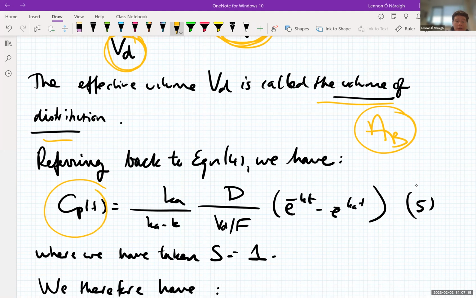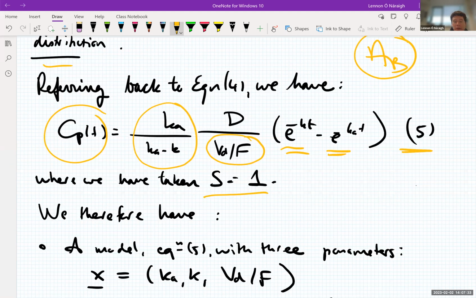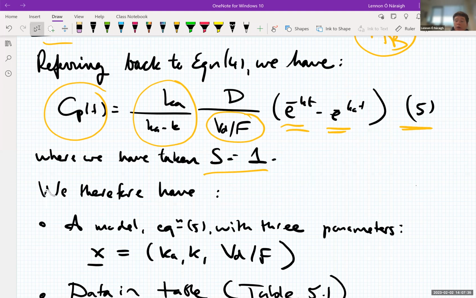So CP will be Ka over Ka minus K times the dose over VD over F. This is where the VD comes in. Then times my exponential terms. This will be my equation 5. Note here, I've taken the salt factor to be 1. So we're going to do a lot of work on equation 5.